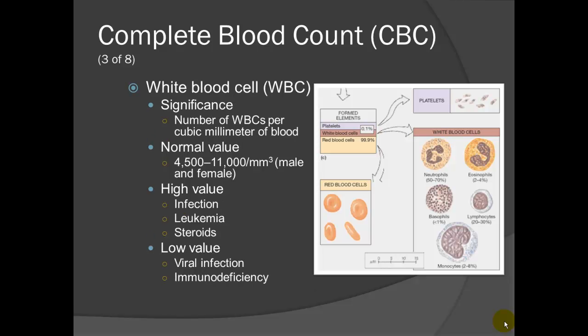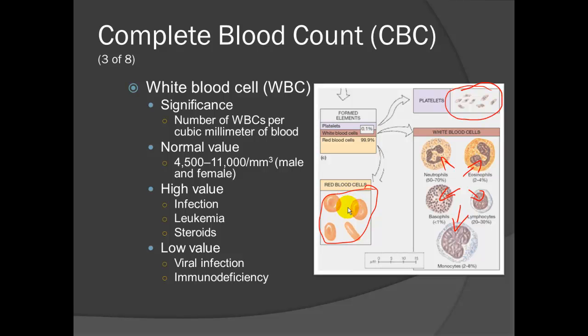White blood cells, significance: the number of white blood cells per cubic millimeter in the blood, and the white blood cells pretty much fight infection. There are varying forms of white blood cells. They are formed elements. We have neutrophils, eosinophils, and each one of these does a little something different. Basophils, lymphocytes, and then monocytes. And then we have platelets. These are going to help us stop bleeding. These are like emergency patches. And then we have red blood cells in these formed elements.